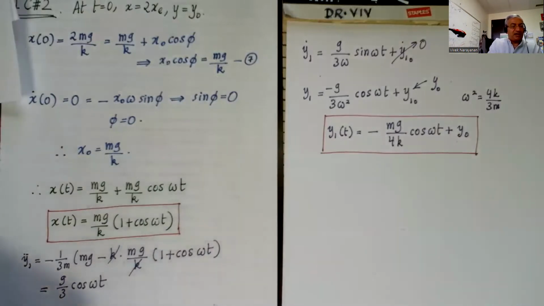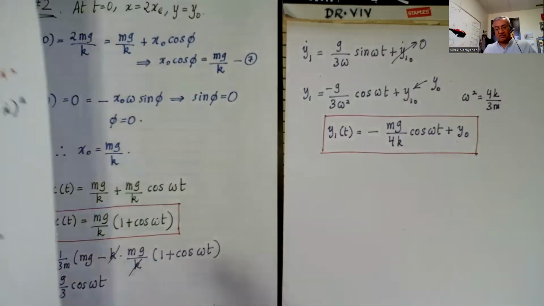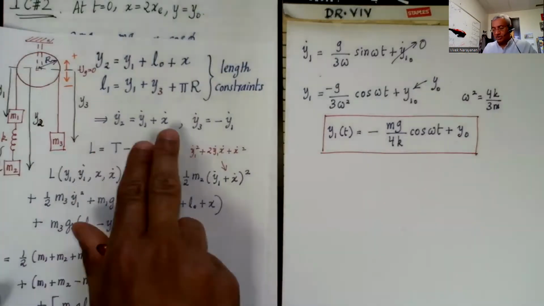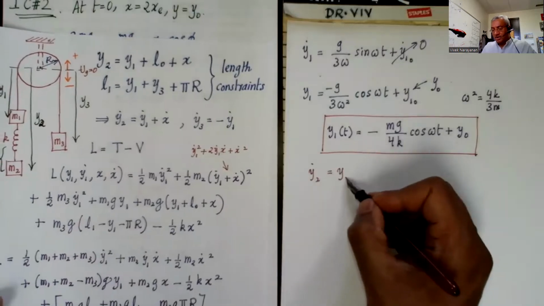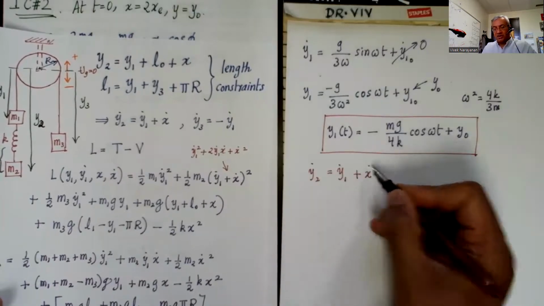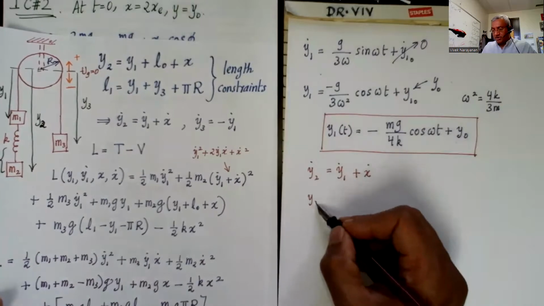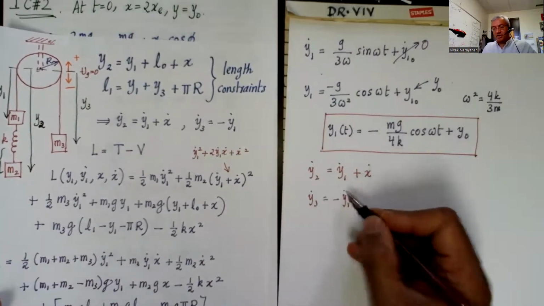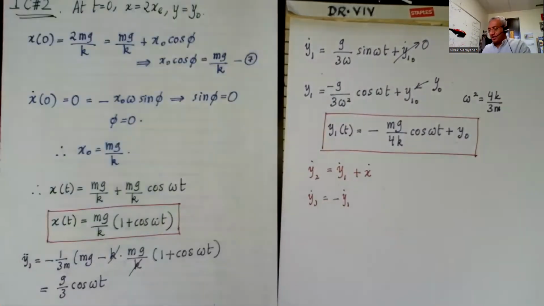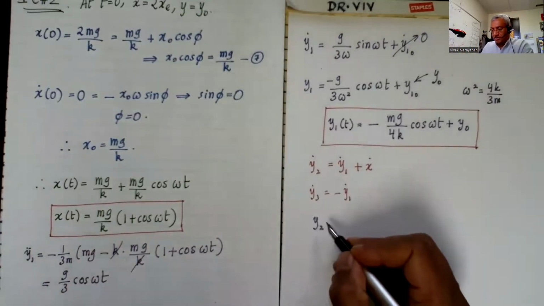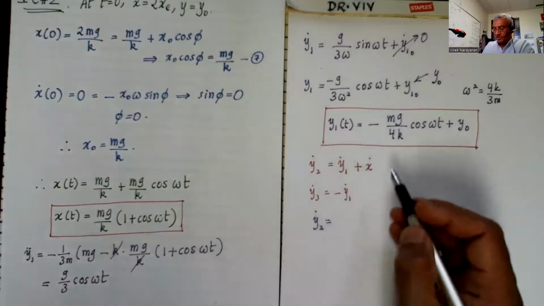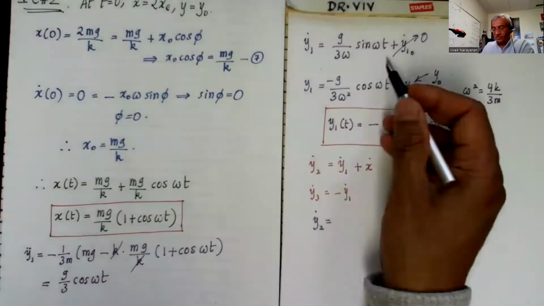And should anyone ask you, what about the other masses? What happens to them? You just have to tell them, well, look at this. So this tells me that y2 dot equals y1 dot plus x dot, and y3 dot equals minus y1 dot. So you can immediately answer them. And so you can tell them, oh, y2 dot is going to be y1 dot, which is this.